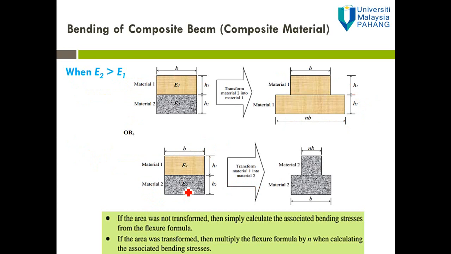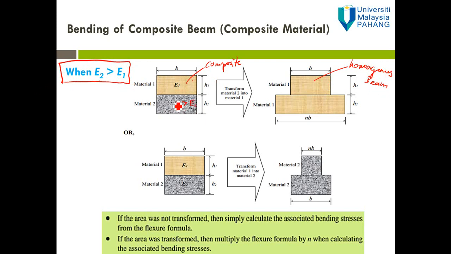Alright, this is the illustration of how we transform from a composite beam into a homogeneous beam. For our case, let's assume that E2 is greater than E1.